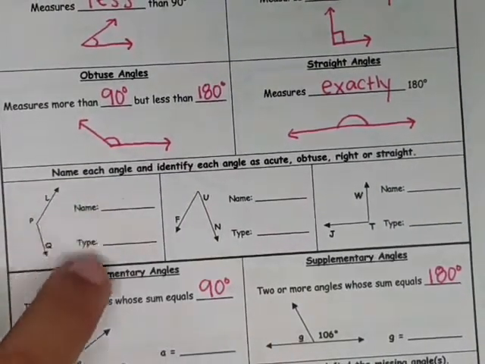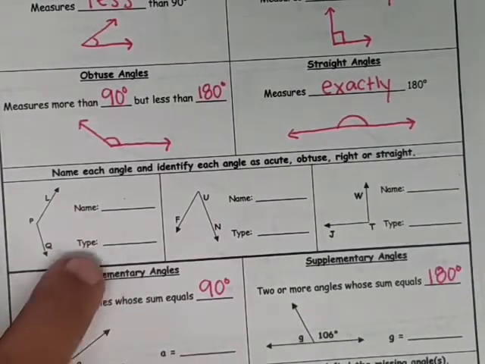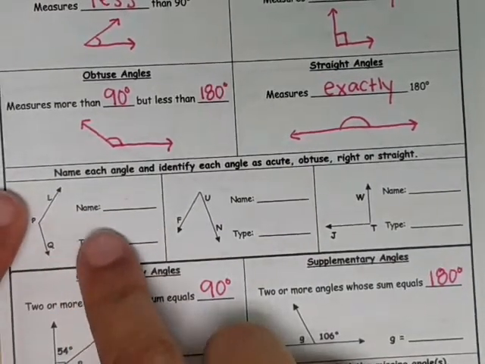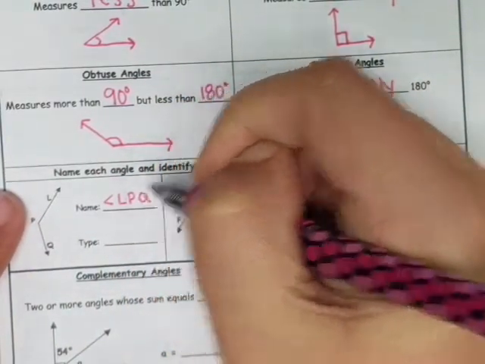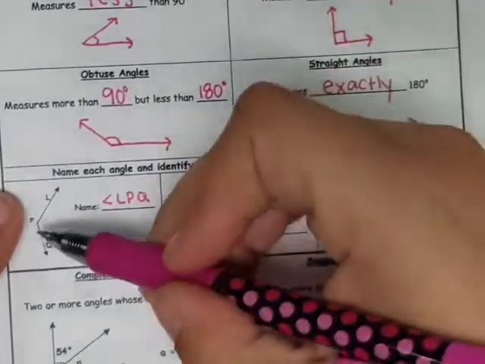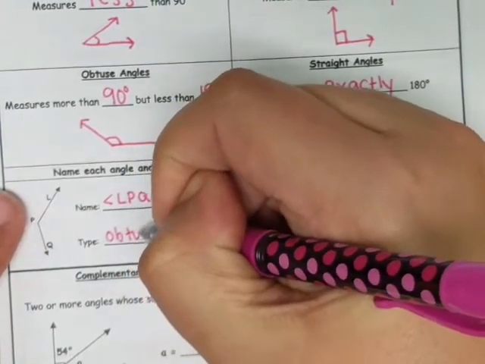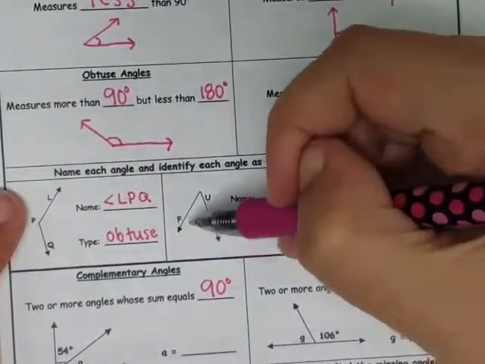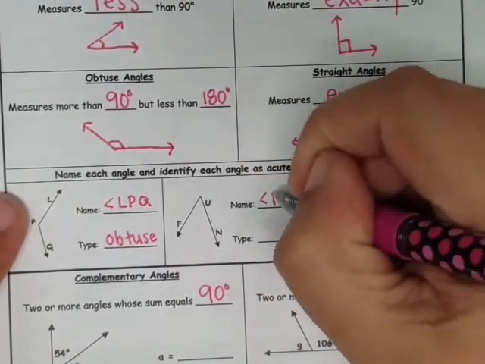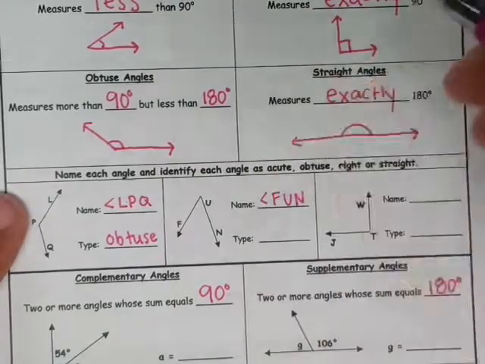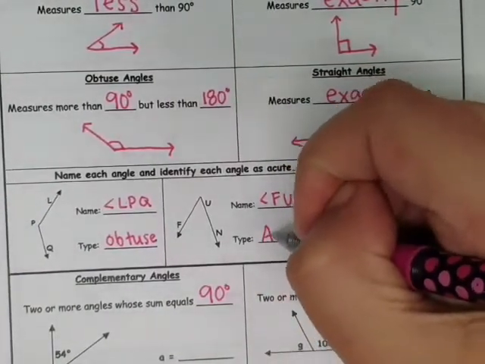So now we're going to name each of these based on the letters given and the type of angle that it is. Looking here, we can call this angle LPQ or QPL or just angle P. The type of angle is obtuse. This next one is exactly what we did up here. So angle FUN, or just angle U, or angle NUF. And the type of angle this is, is acute.